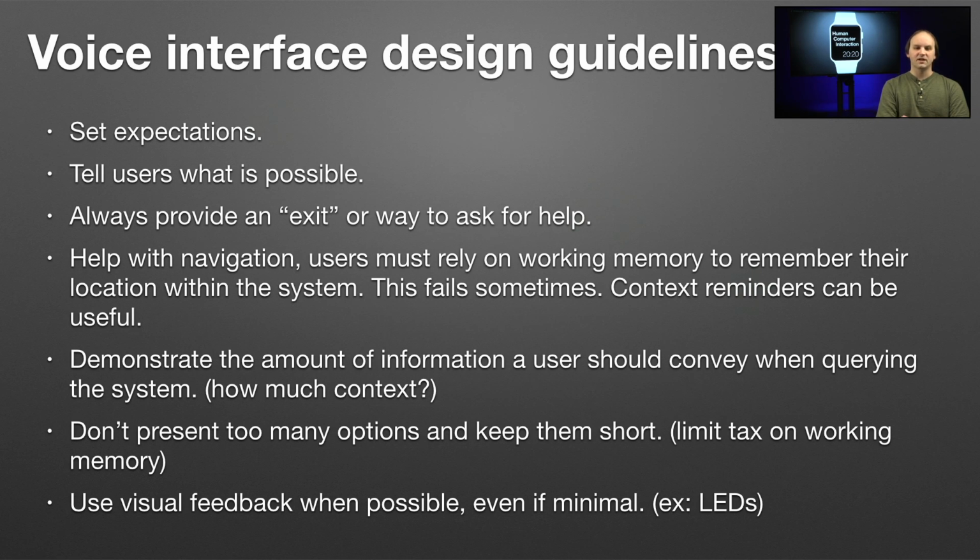Putting little indicators to help them know where they are in an interaction can go a long way. You always want to demonstrate to the user how much information your system needs when they're asking something. So how much detail should they give? How vague can they be?